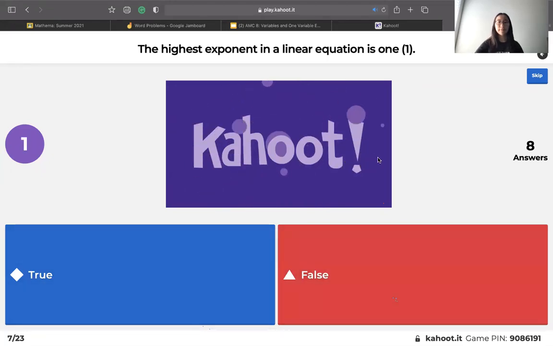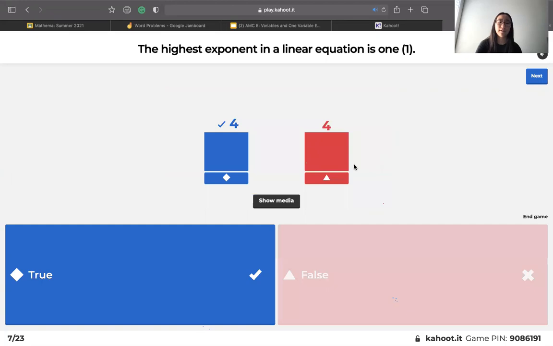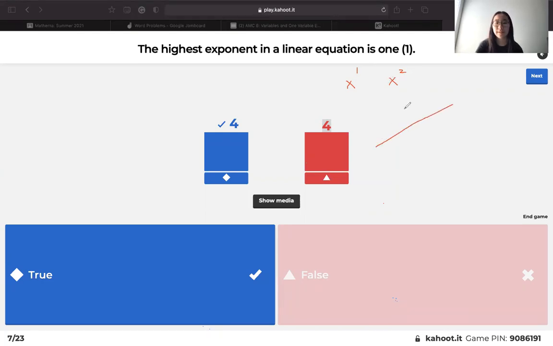I don't think we really went over this, so it's okay if you just make a guess. The answer here would be true because linear equations are lines, and so the highest exponent you can have of a variable, like you only have x to the first power, you don't have x squared. You shouldn't have those, but we did have some in our other Kahoot because that was a weird Kahoot, okay? So linear equations are always lines, and then these you can only have an exponent of 1.